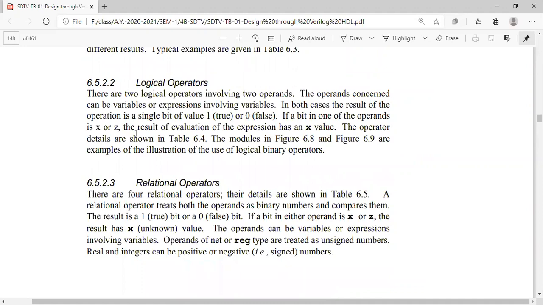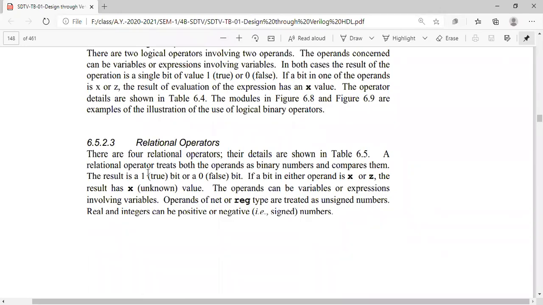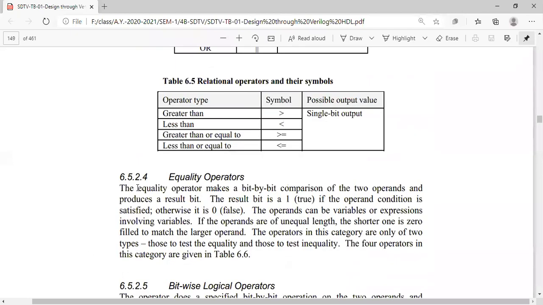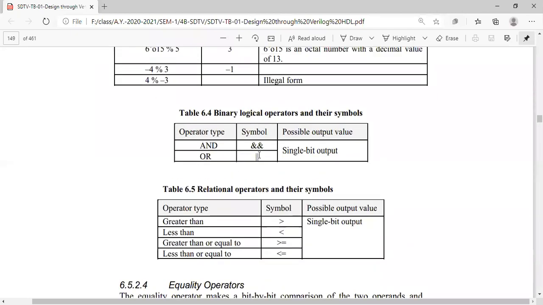So logical operators we have already seen. We have logical operators as double and and double or, written as two parallel lines, the parallel symbol, right? We have used this symbol for indication of parallel.